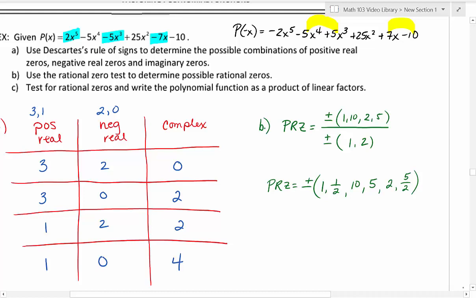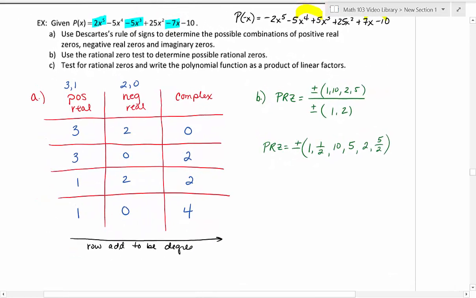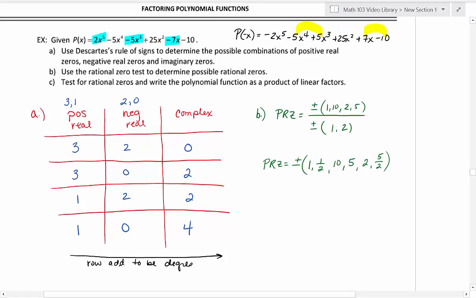Now it's time to start checking from our list of possible rational zeros. My chart from Descartes' rule of signs tells me that I should check positive numbers to start with. I like to always check 1 first. Recall the shortcut that I mentioned about testing 1 using the remainder theorem. To test whether 1 is a 0 or not, all you need to do is add up the coefficients of your original polynomial.